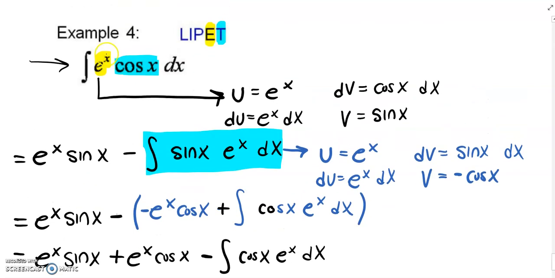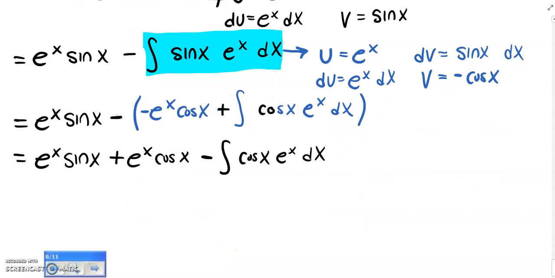Keep in mind that this integral right here in the beginning, e to the x cosine x, is equal to this, which is then equal to this, which is then equal to this last step that we have. So one thing I can do with this is I'm going to conveniently go ahead and say that this is indeed equal to the original problem, which is cosine x e to the x dx.